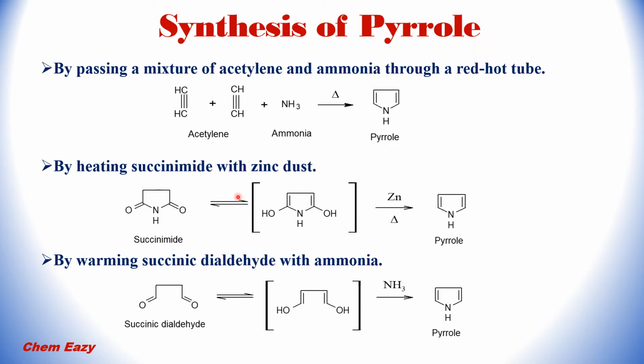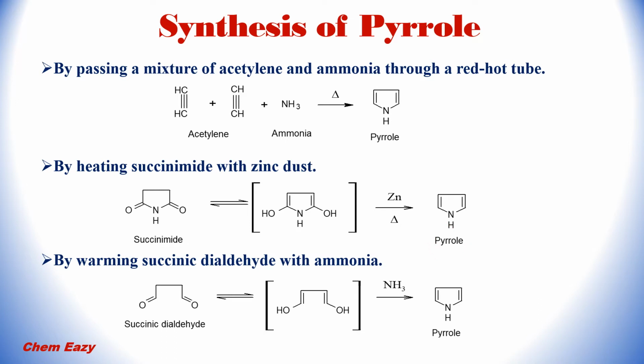In the second method, pyrrole can be synthesized by heating succinimide with zinc dust. So this is the structure of succinimide. It's an imide. Heating with zinc dust can produce pyrrole.